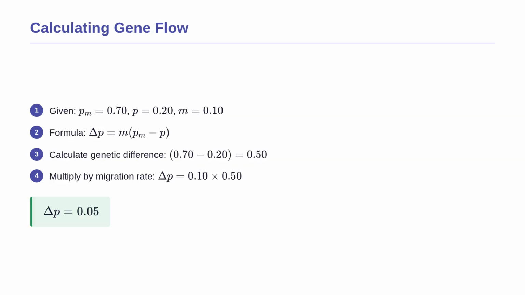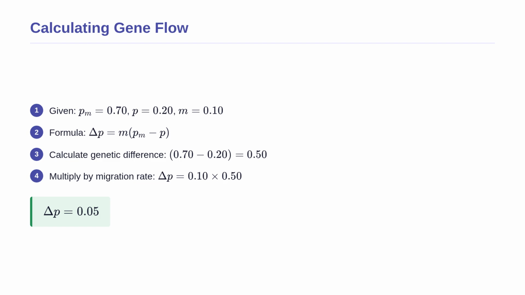Let us apply the one-island model to a population of mice. We are given a mainland black fur allele frequency of 0.70 and an island frequency of 0.20. The new migrants make up 10% of the island, so our migration rate m is 0.10. We want to find the change in the island's allele frequency.